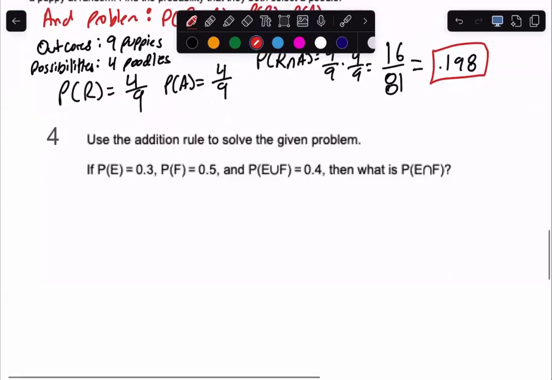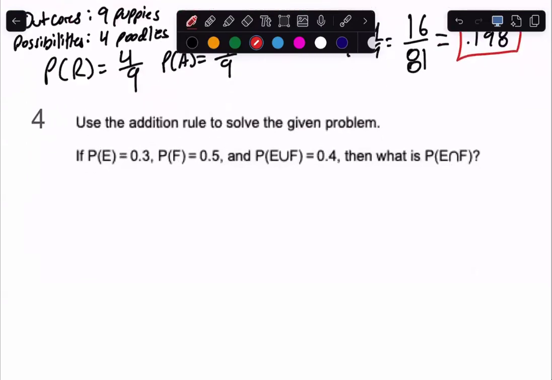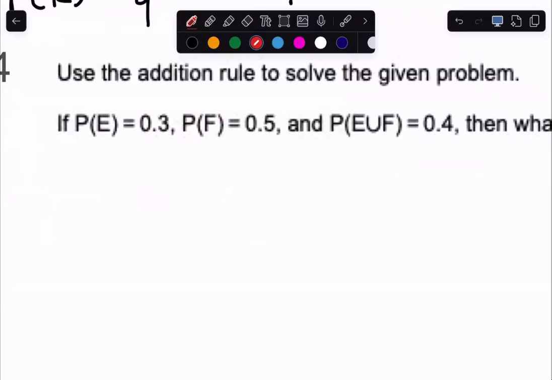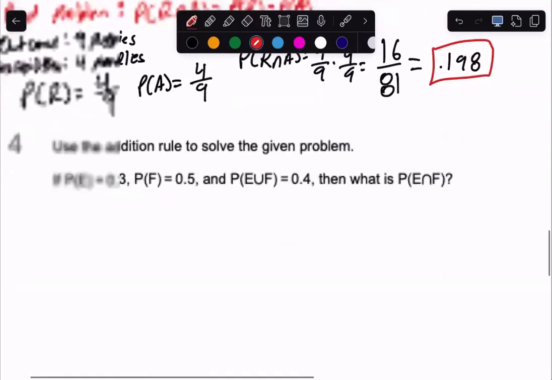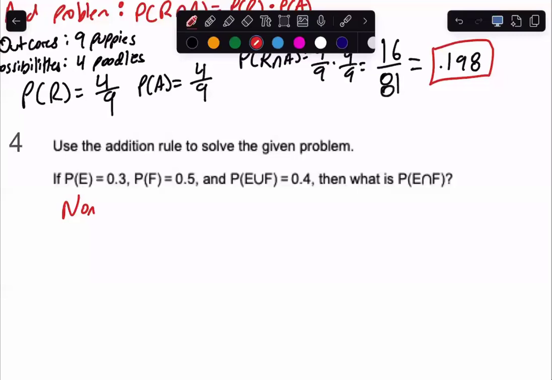Okay, number 4, use the addition rule to solve the given problem. The probability of E is 0.3, the probability of F is 0.5, and the probability of E or F is 0.4. Then what is the probability of E and F? So this is a non-mutually exclusive problem.